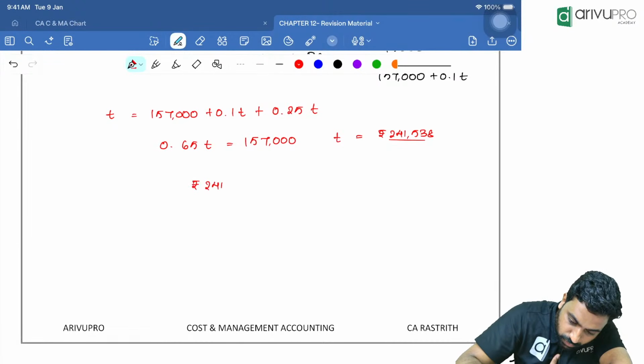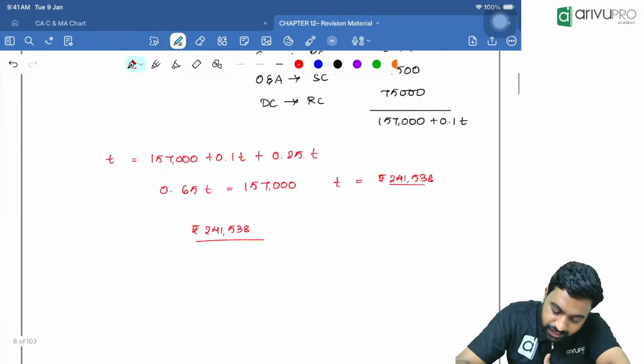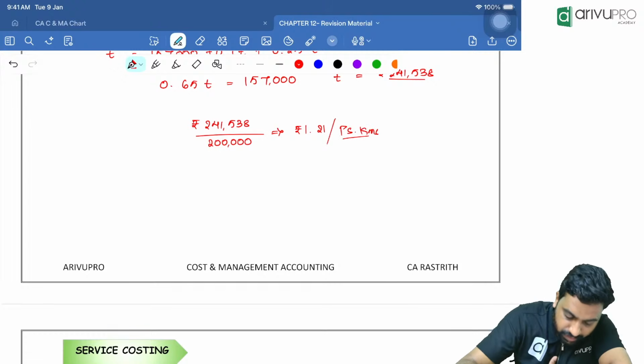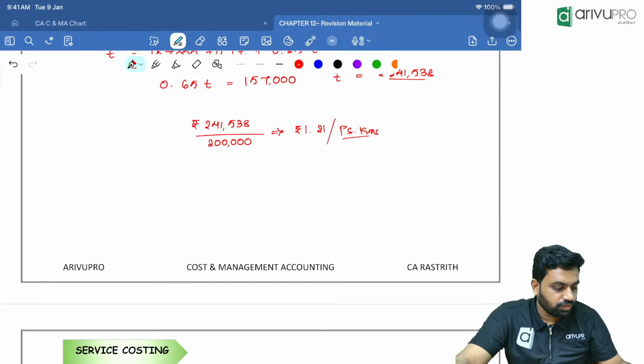They are asking to calculate the fare to be charged per passenger per kilometer. That is 2,41,538 divided by 2 lakh passenger kilometers, in rupees per passenger kilometer.